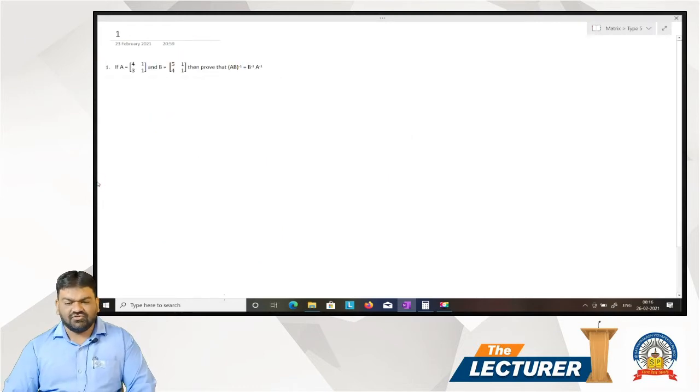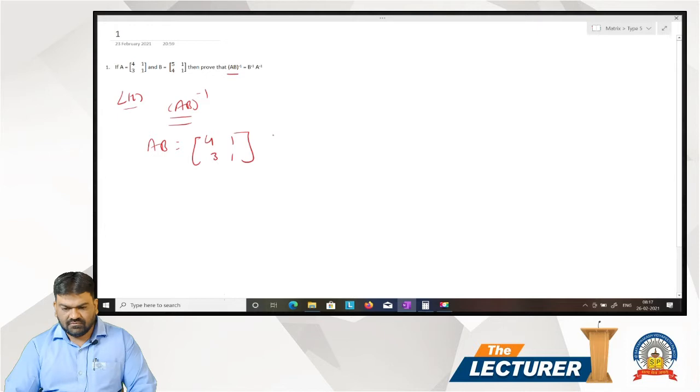If A is equal to [4 1; 3 1], B is equal to [5 1; 4 1], then prove that (AB) raised to minus 1 is equal to B raised to minus 1 A raised to minus 1. This we have to prove, the second property. Now let's take the left hand side. First (AB) raised to minus 1. So first we have to find out AB. [4 1; 3 1] and [5 1; 4 1].